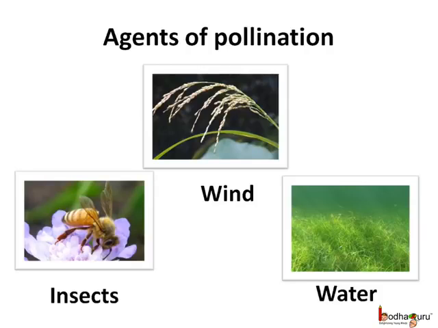As we saw, the pollination happens due to the external agents such as a bee, which is an insect. Other than insects, wind, water also help in the pollination. Hence, all of these are called the agents of pollination.